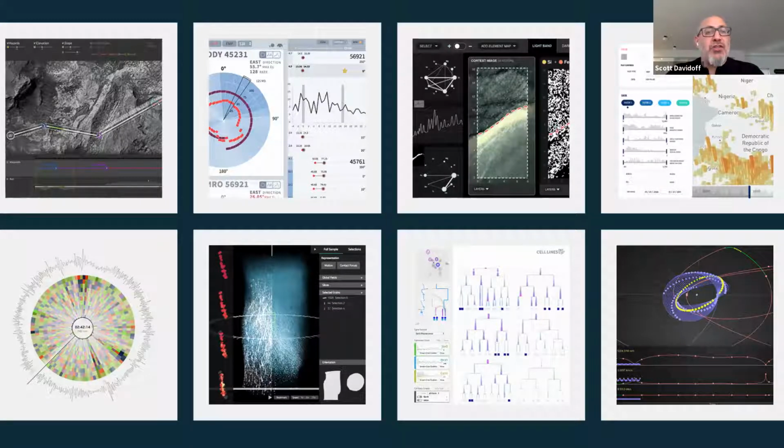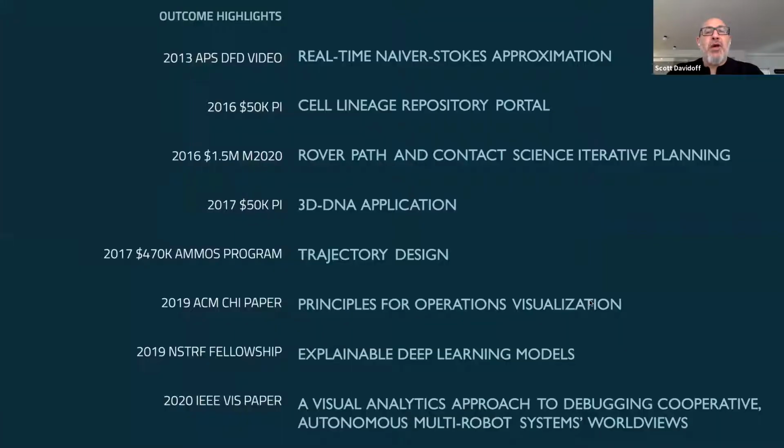Maybe that makes a good transition to the next slide, because one of the things we want to share is how this has worked across the different projects. So this is a list of some of the highlights of the outcomes for some of these different partnerships. You can see that they have included deliveries of research. So the APS is the American Physics Society. We had a video that we were able to share at their Gallery of Fluid Motion.